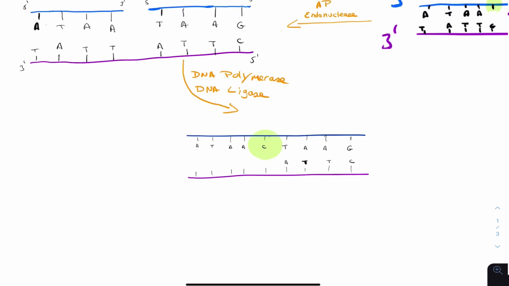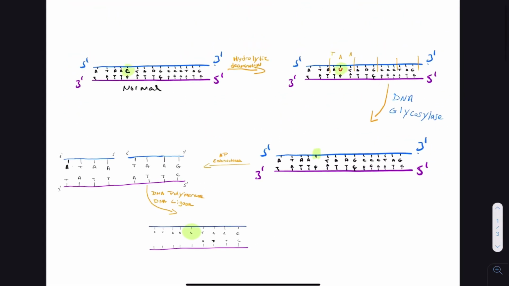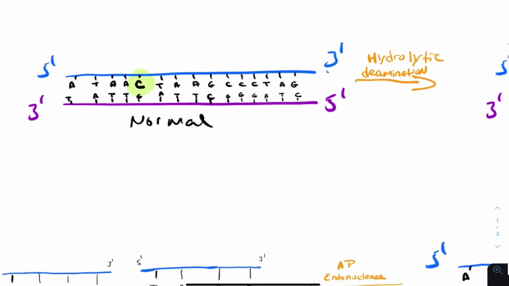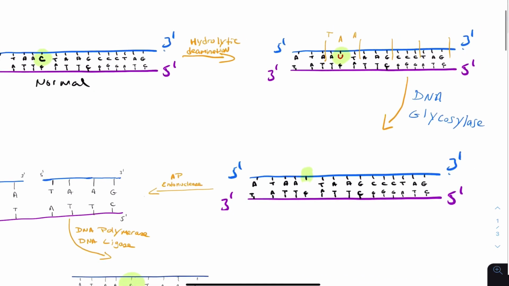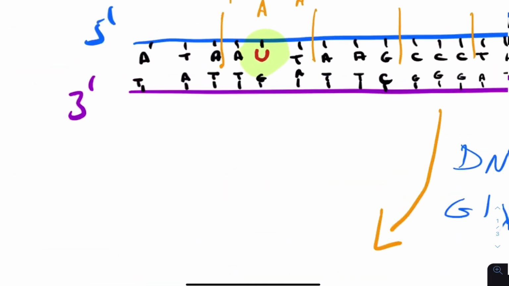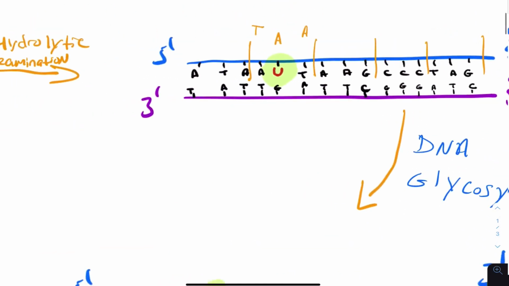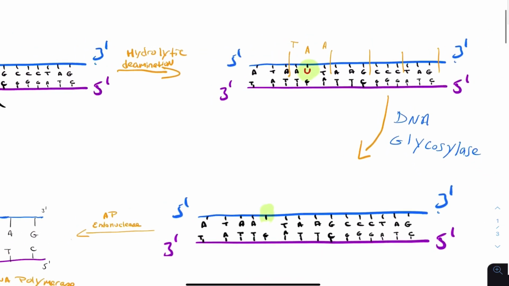Okay, so hopefully you understand this. If not, just look at this one more time. This is a very brief overview. So remember, in our first step, we start off with our normal DNA over here. And through some event, in this case hydrolytic deamination, we end up getting a point mutation. That point mutation is the uracil that ends up being placed inside of a cytosine.